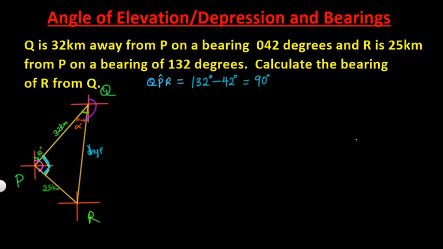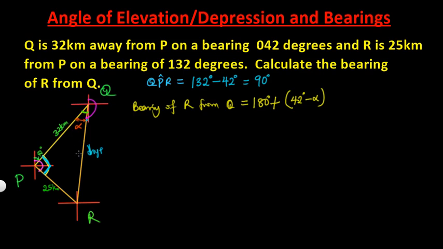So we must first be able to explain that the bearing of R from Q equals 180 degrees plus this angle alpha taken away from 42, open bracket, 42 degrees minus alpha. So that will be the bearing. And to do this, we need to calculate the value of alpha.